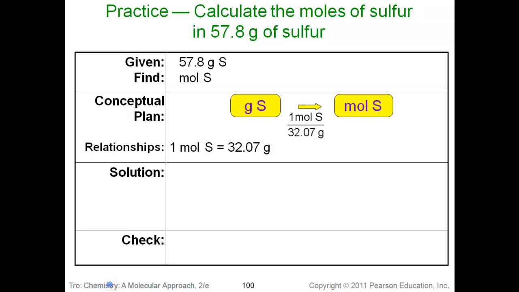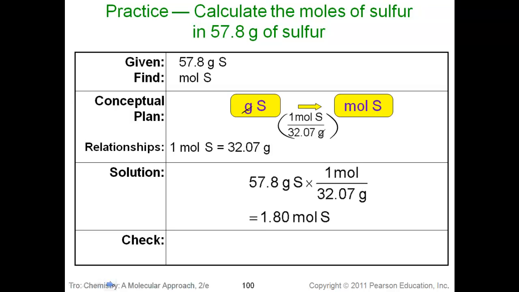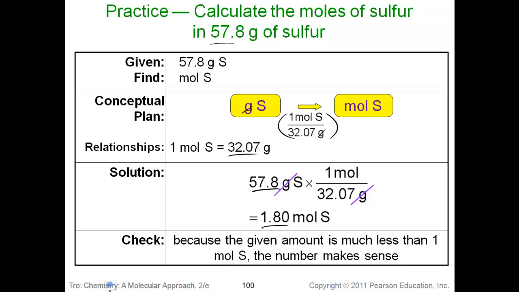We use that equality to make this conversion factor, and we want the grams in the denominator, so they will cancel out and leave us with moles of sulfur. That's what it would look like. This has 3 significant figures. You should have 3 significant figures in your final answer. This quantity is larger than a mole. A mole is 32.07 grams for sulfur. We've got more than that. We've almost got 2 moles, and so this answer is pretty close to 2. And that's how you would check.